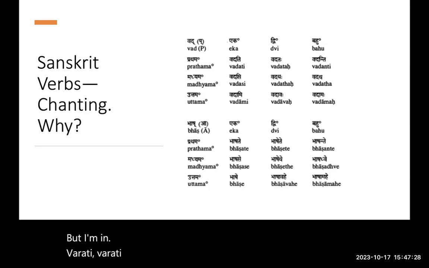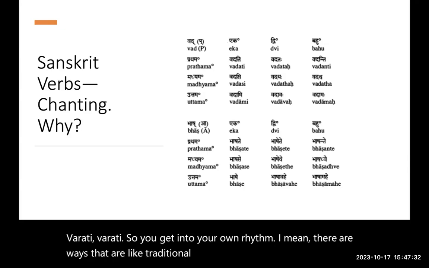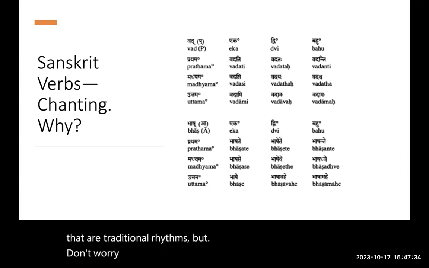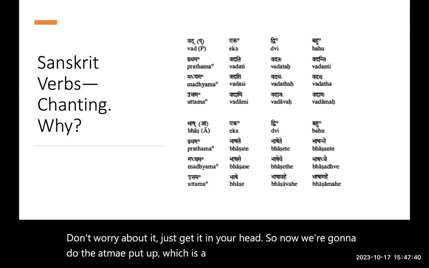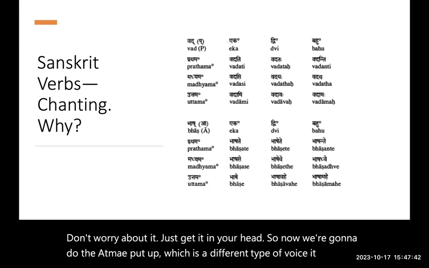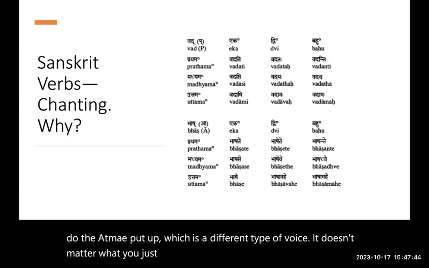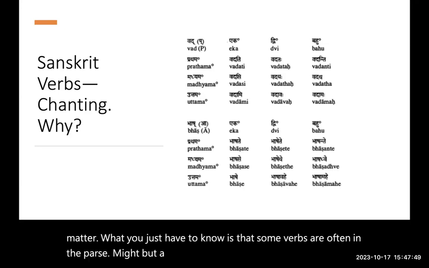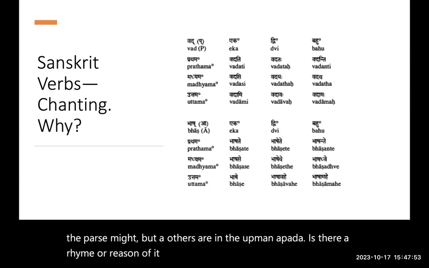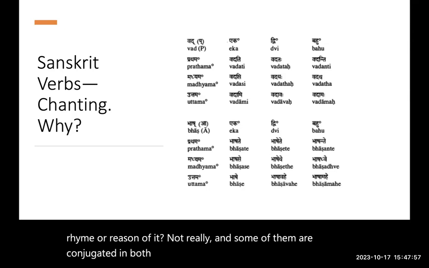So you get into your own rhythm. I mean, there are traditional rhythms, but don't worry about it. Just get it in your head. So now we're going to do the Atmanepada, which is a different type of voice. It doesn't matter. What you just have to know is that some verbs are often in the Parasmaipada, others are in the Atmanepada. Is there a rhyme or reason to it? Not really. And some of them are conjugated in both. But we get started again.